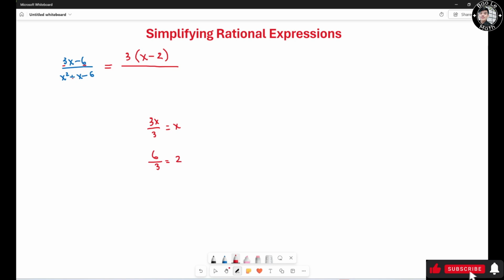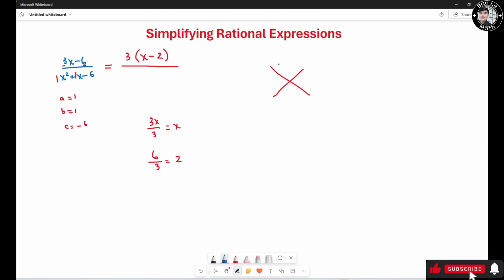So I need to factor the trinomial. I need to identify a equals 1, b equals 1, c equals -6. So a equals 1, b equals 1, and c equals -6. So I use the X method.